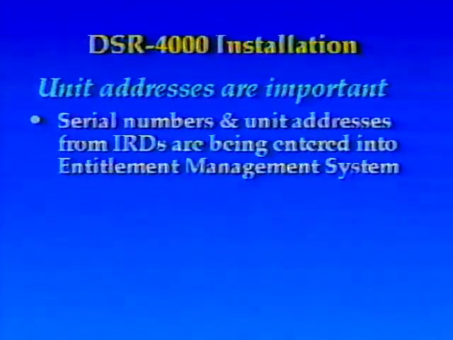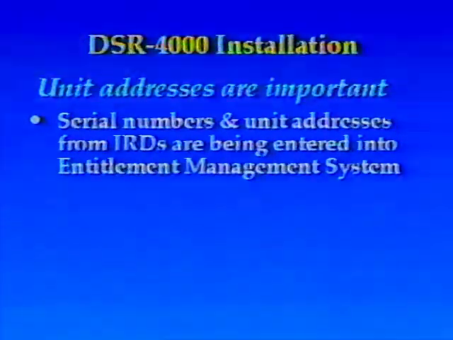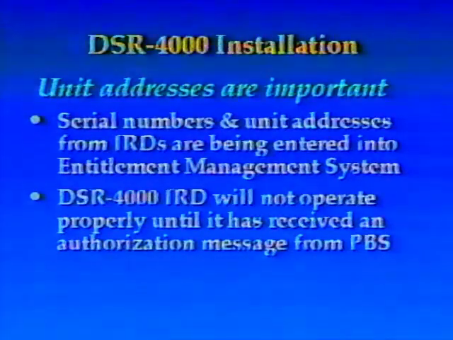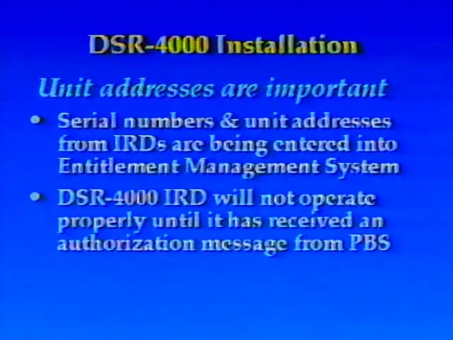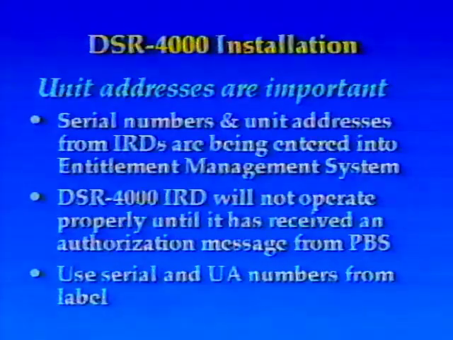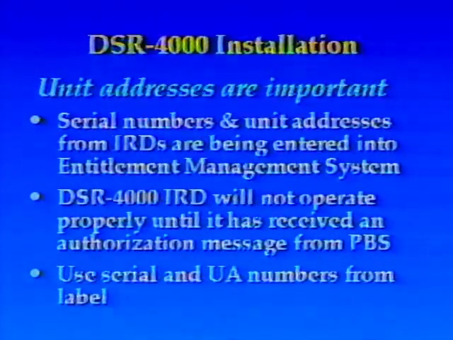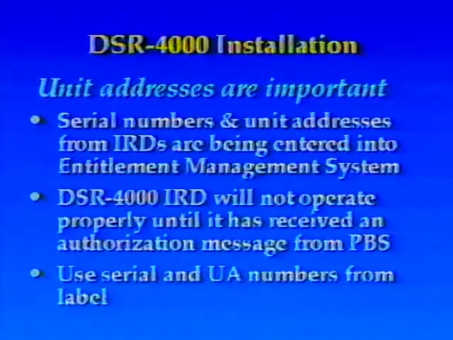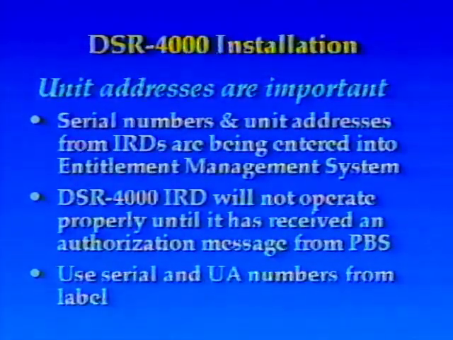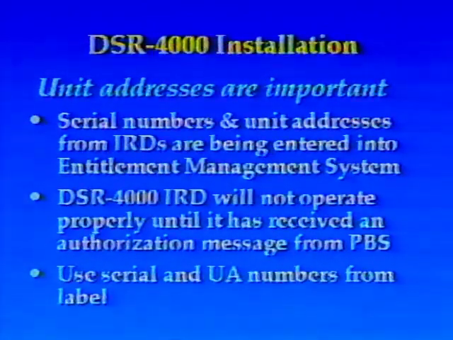These are currently being entered into the entitlement management system here at PBS. Your DSR 4000 will not operate until it has received an authorization message from PBS, and it can't receive that message until we get it into the database. So make sure that you've sent them in. The instructions were posted in Compression Plus. We need the serial number and unit authorization numbers from the label on the box. Once again, on the back of the IRD, don't ask me why, but there are 2 serial numbers. Just to make sure you get authorized properly, please send us the serial number that's on the box.